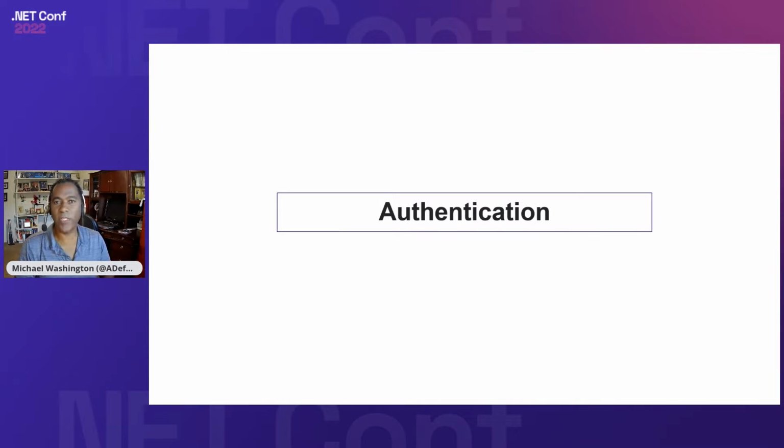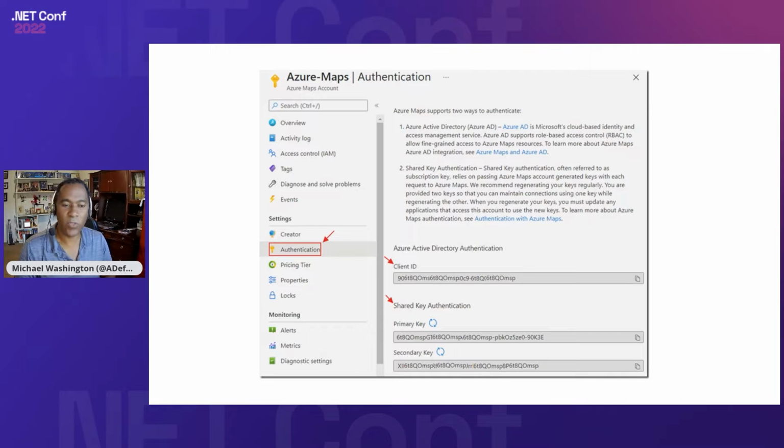The first thing we want to do is set up authentication. When you click on the authentication section, you'll see that there's two types here. One is to use Azure Active Directory, and the other one is to use shared key authentication. Shared key authentication is very simple. You just simply pass that shared key for all your requests, and the code is very simple.